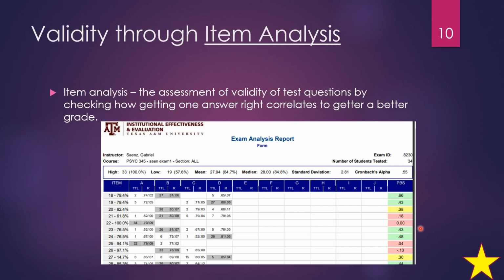Another way that this is useful is this can actually help catch cheaters, because if you get a really good grade and you miss questions that everyone got right, but you get questions that everyone got wrong, that's going to tip off your instructor that you may have cheated.